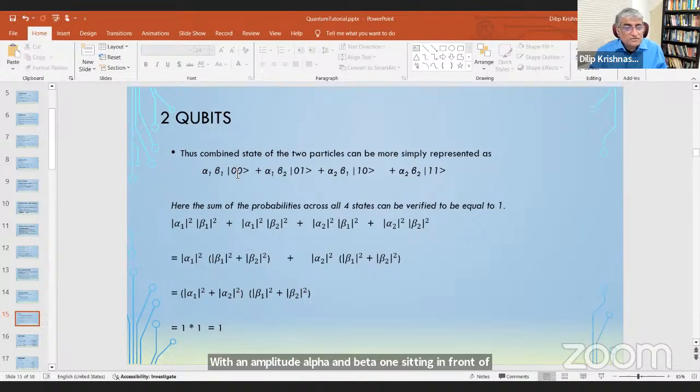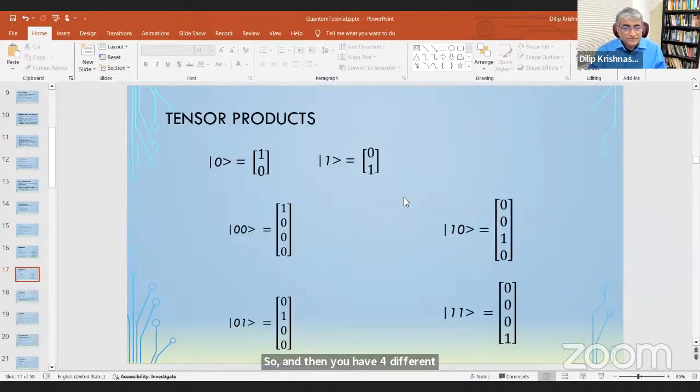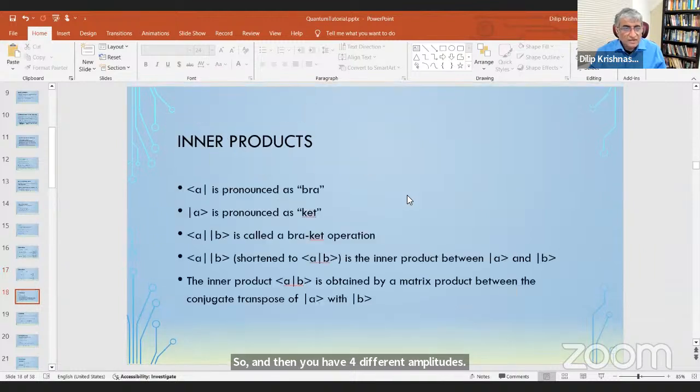So 0, 0 we saw was 1, 0, 0, 0, and then 0, 1, 0, 0 for the second one, 0, 0, 1, 0, and 0, 0, 0, 1. So, you have 4 different amplitudes. Yeah, so we just went through this.